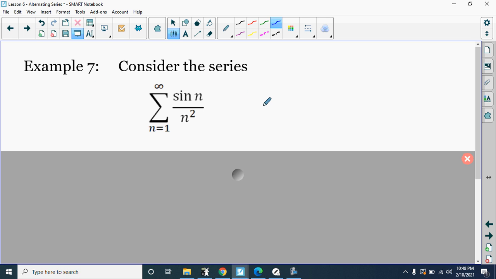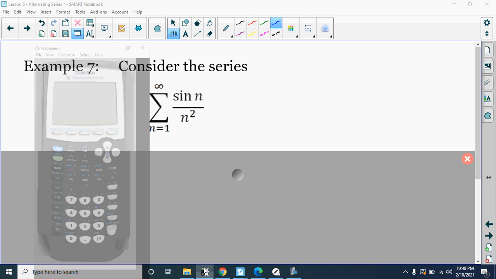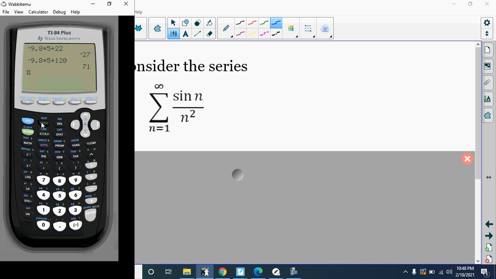A couple other examples. This one asks us to consider the series, the sum as n goes from 1 to infinity of sine n over n squared. If I plug in 1, I get sine of 1 divided by n squared. Sine of 1 is a positive number. Next number I would plug in is 2, so sine 2, I get a positive number, and then sine 3, I'm getting a positive number.